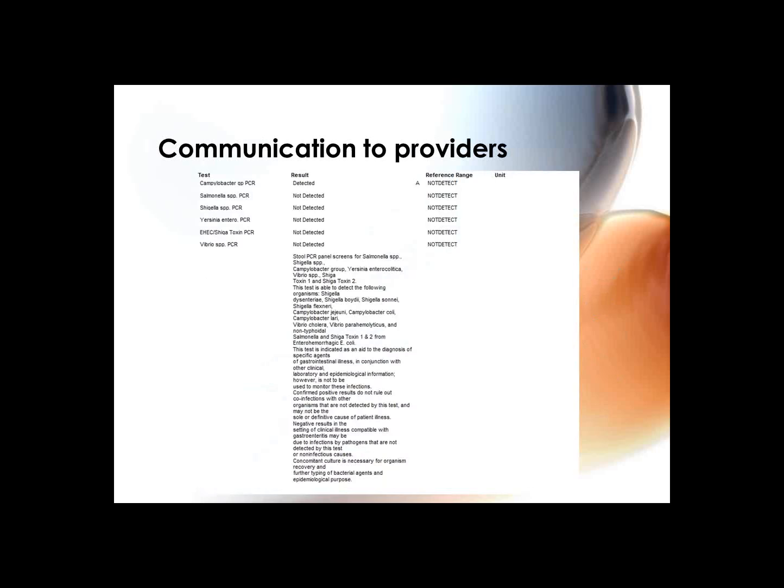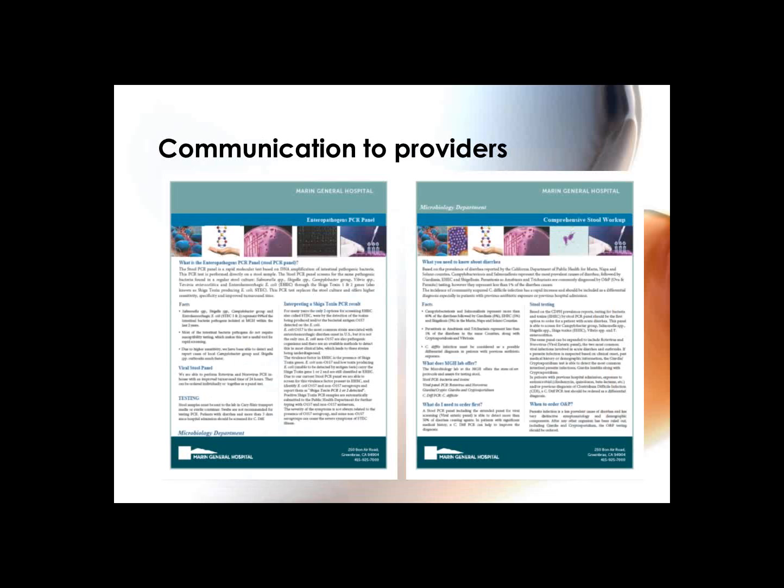So this is the communication that we send. It's a really long comment, but every single detail of the test is there. Many of the physicians are already familiar with the comments, and they know what to expect from the test, and know the limitations of the test. We also have flyers. When the test came in-house here at the hospital, we created some flyers for the physicians. One of them was Enteric Pathogen PCR. So basically we explain what we do now, why we switched, and we explain in detail what the interpretation of Shiga toxin means.